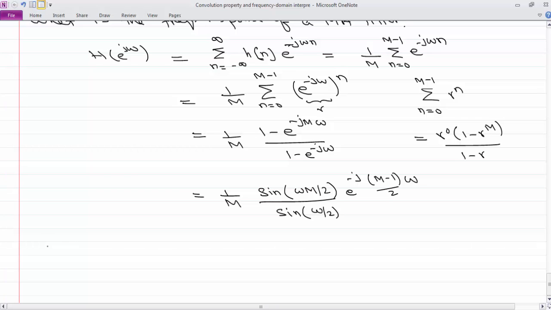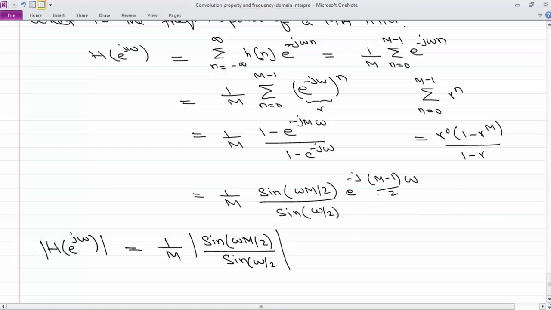Now we are really interested in understanding what it does to the input frequency. So we look at the magnitude response. The magnitude response is simply sin(ωm/2) over sin(ω/2), because the magnitude of this pure phase function is just 1. So let's try to understand what this magnitude response looks like.